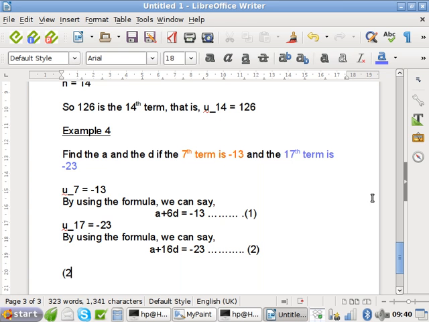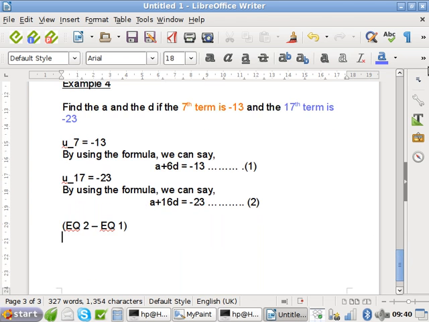So if you do equation 2 minus equation 1, A minus A cancelled. 16D minus 6D is 10D. Minus 23 minus 13 is minus 10. So what does D equal? Minus 1. Now if you take this and put it back in here, you can get the A.